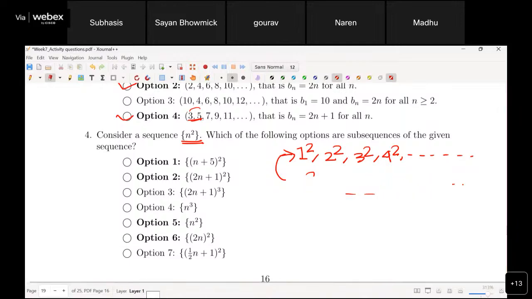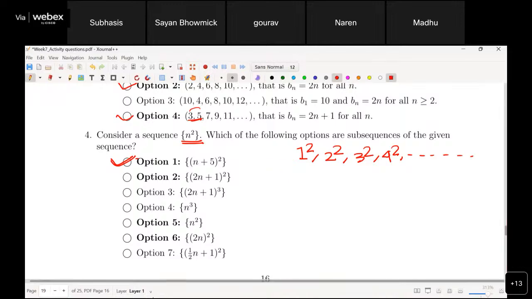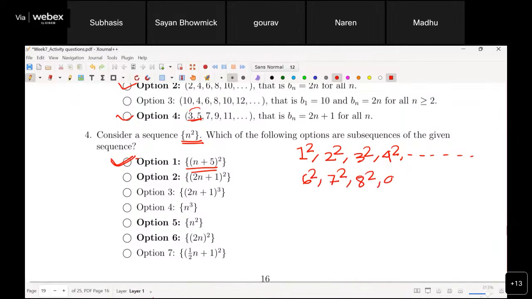And what about option 1? If you try to write option 1, what will you get? This is basically 6 square, 7 square, 8 square, 9 square, and so on. Is this a subsequence of the original sequence? It is a subsequence.